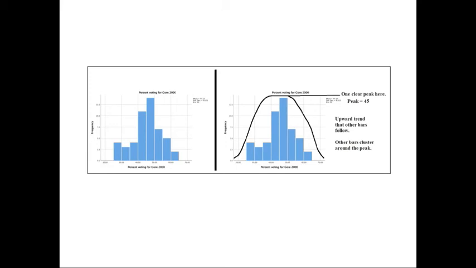Here's a histogram of states' vote share for Gore in the 2000 presidential election. I drew a general outline on top of it. From this outline, I can see that there is one clear peak around 45. There is an upward trend to this peak that the other bars follow, and these bars are clustering around the peak.